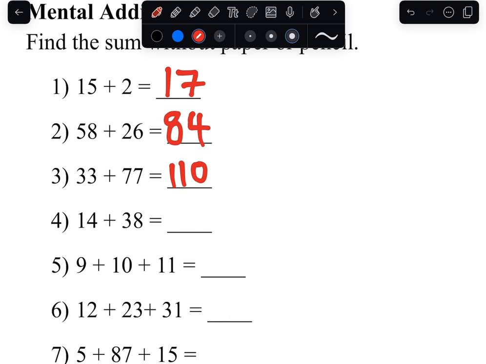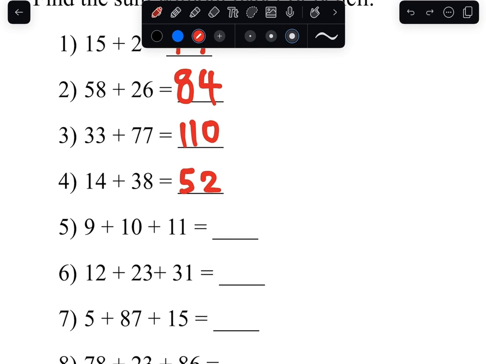Number 4. You add the ones place. 8 plus 4 is 12. You carry the 1. 3 plus 1 plus 1 is 5. Number 5. 9 plus 10 plus 11. You add the ones place. 9 plus 0 plus 1 is 10.